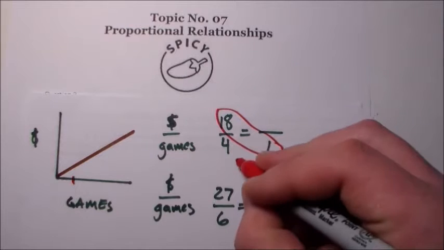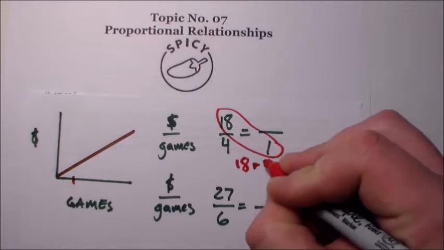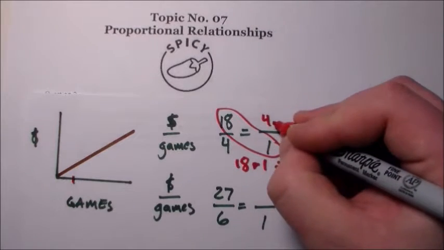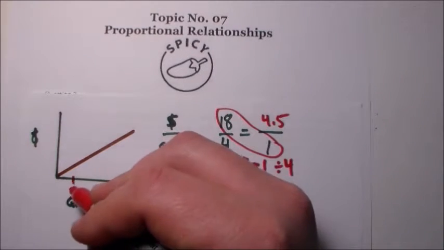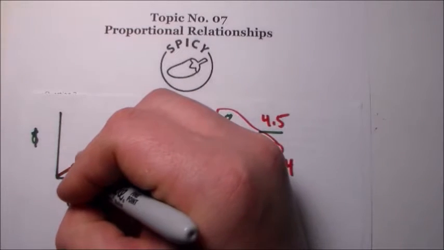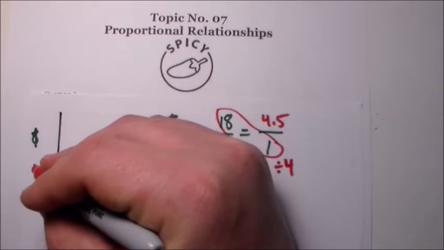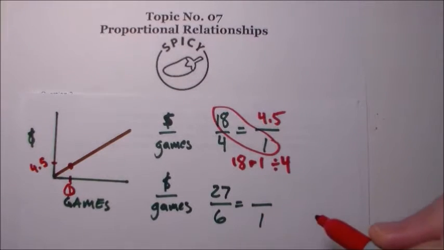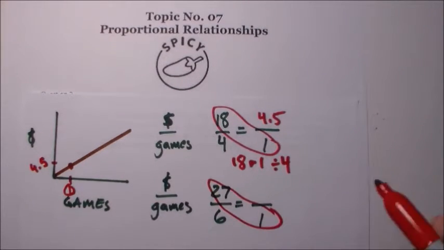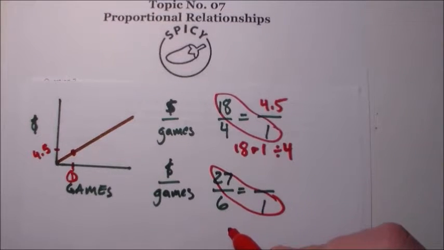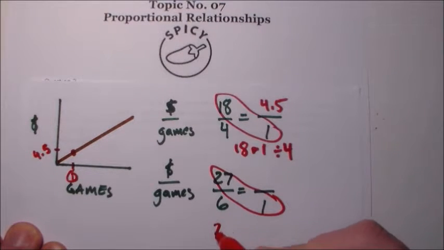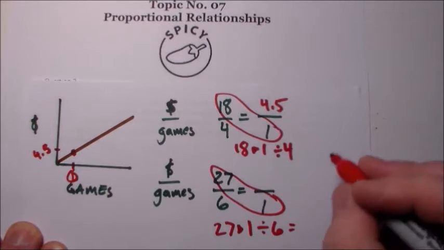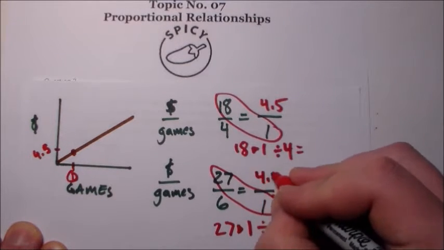We'll cross multiply and divide. 18 times 1 divided by 4. Plug that in your calculator, you're going to get 4.5. So that would be 1 game is equal to $4.50. And here, let's just see if it's the same. Another cross multiplication opportunity. 27 times 1 divided by 6. Yes, do that in your calculator, and again you will find it equals 4.5.